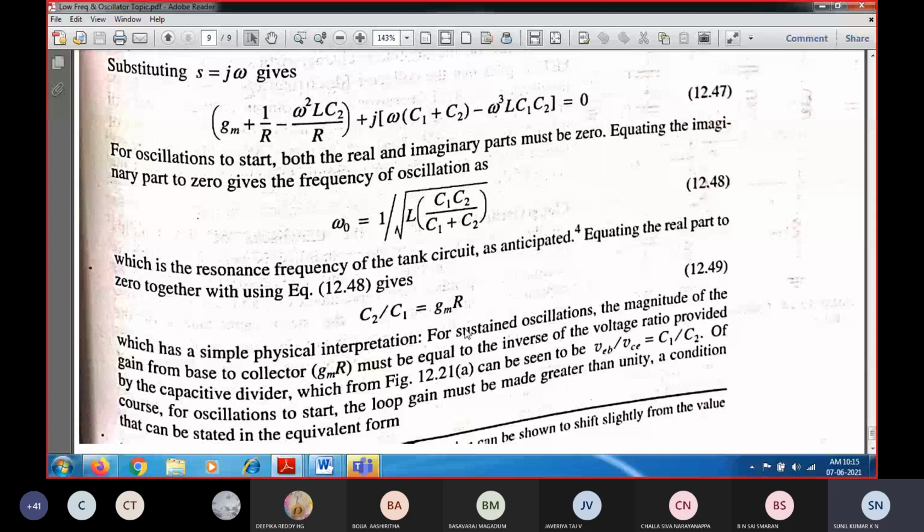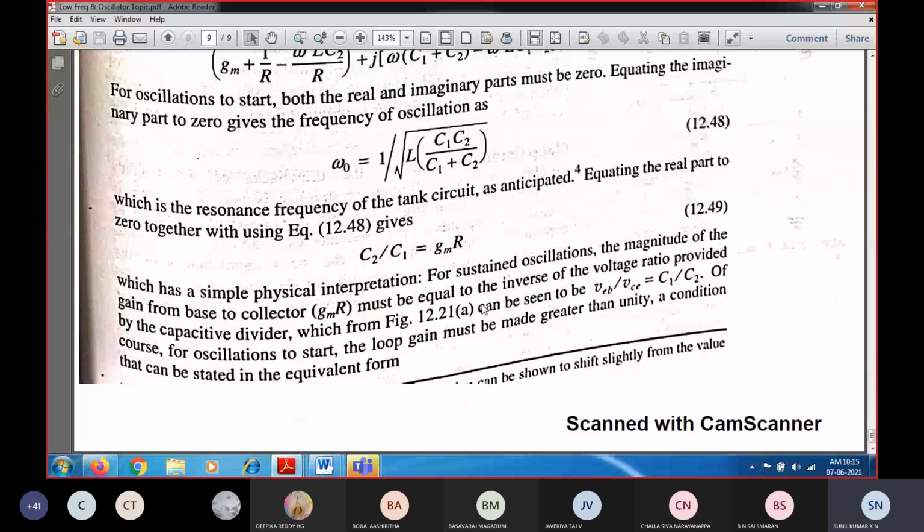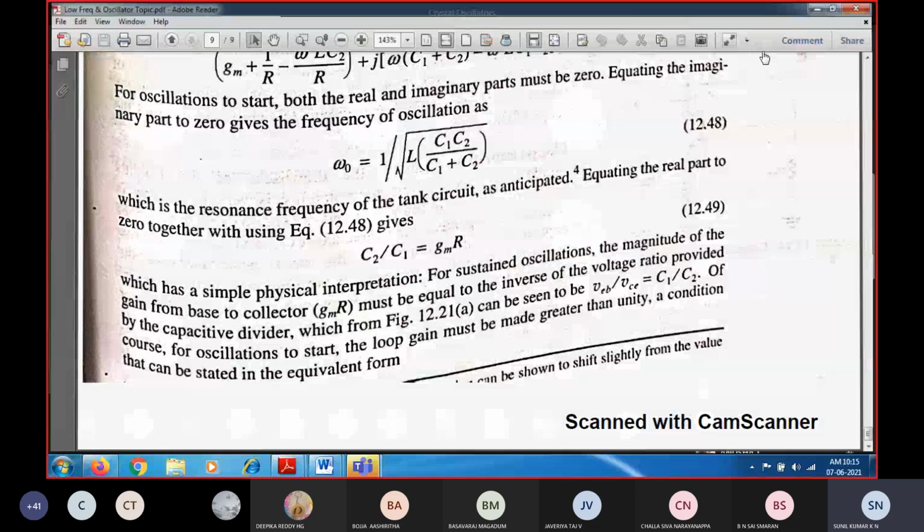That gives that. So in order to obtain the loop gain equal to 1, the amplifier gain gm times R must be equal to C2 by C1. So that is the feedback factor. If it is made equal, then you are going to get the sustained oscillation, and the loop gain around the circuit will be equal to 1. So with this we have just concluded the LC oscillator type in the previous class.